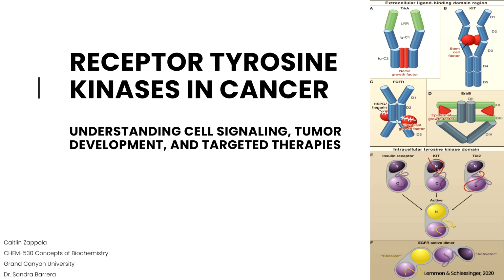In today's lesson, we will be exploring receptor tyrosine kinases, referred to as RTKs, and their role in cancer. RTKs are essential cell surface receptors that regulate how cells grow, divide, and respond to signals from their environments. When these receptors become dysregulated, they can contribute to the development and progression of many cancers.